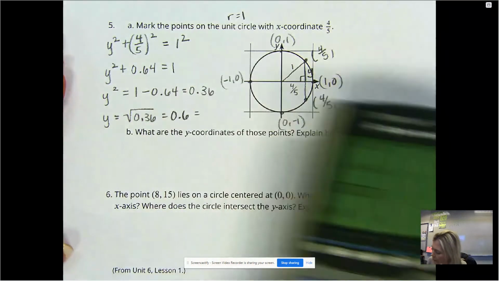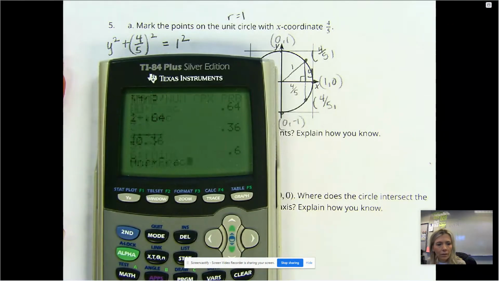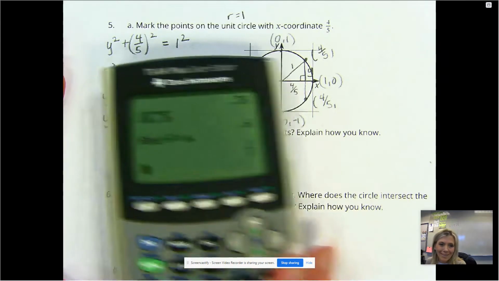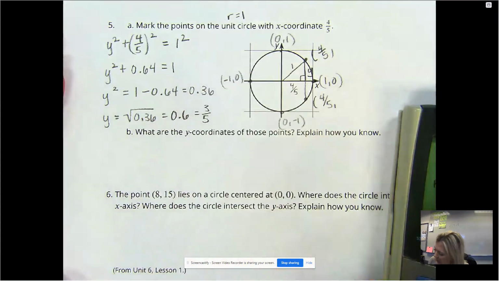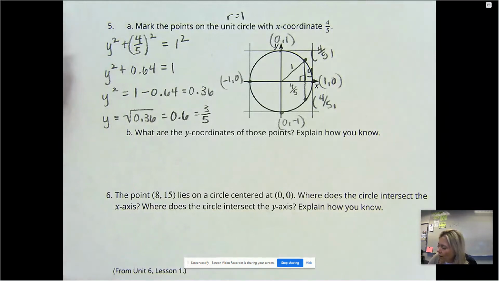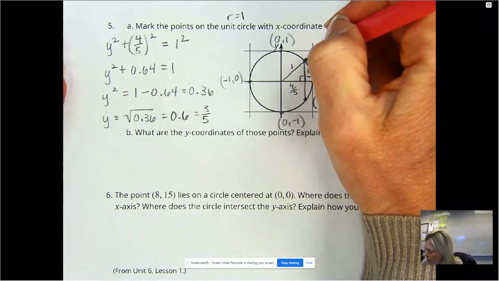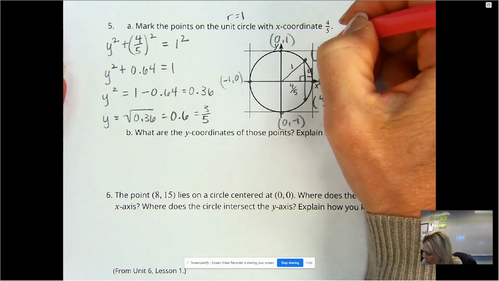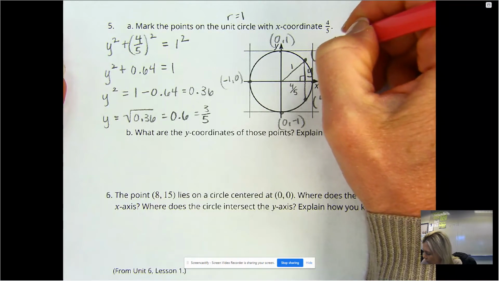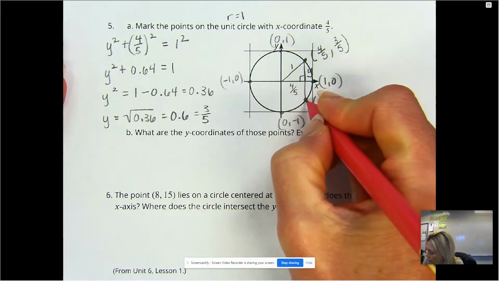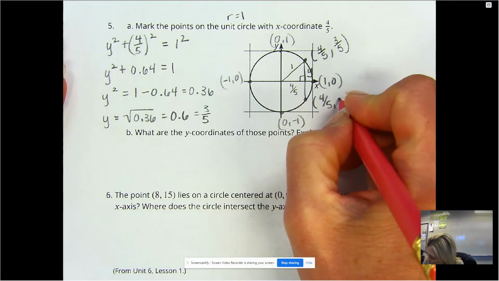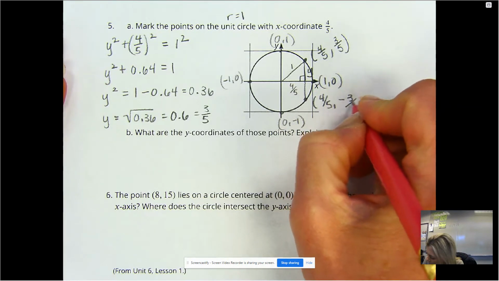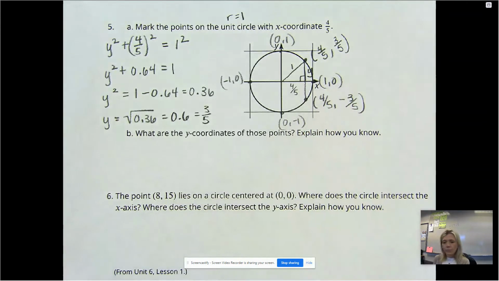And then that as a fraction is 3/5. Okay, so I know the length of y is 3/5, but in this quadrant, y is positive, so the other coordinate is 3/5 for y. But in this quadrant, y is negative, so at this point here, the y is negative 3/5. All right.